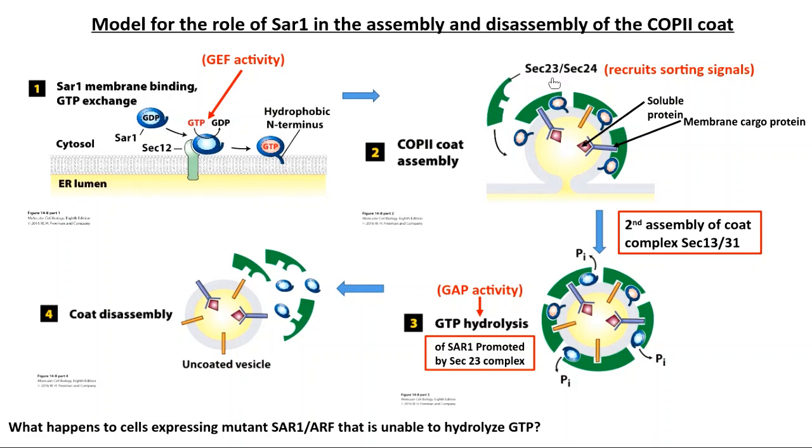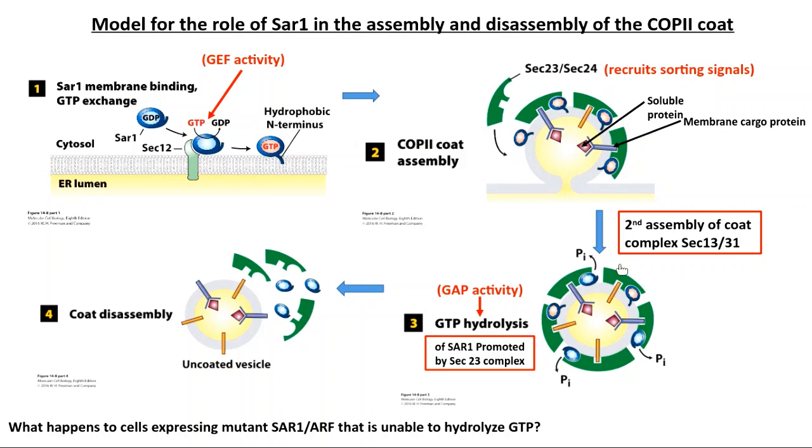So the Sec23-24 gets recruited with the help of this SAR1-GTP version, and then the next set of coat assembly happens, that is called Sec13-31. That is the second assembly of coat proteins. That is not shown in this picture, I just mention it here. So after both sets of assemblies happen around the vesicle, the vesicle now pinches off from the ER membrane and becomes an independent vesicle with all the coat protein assembly.